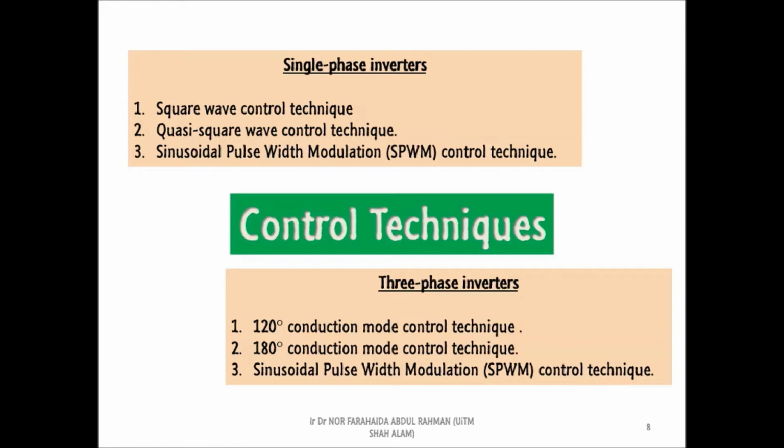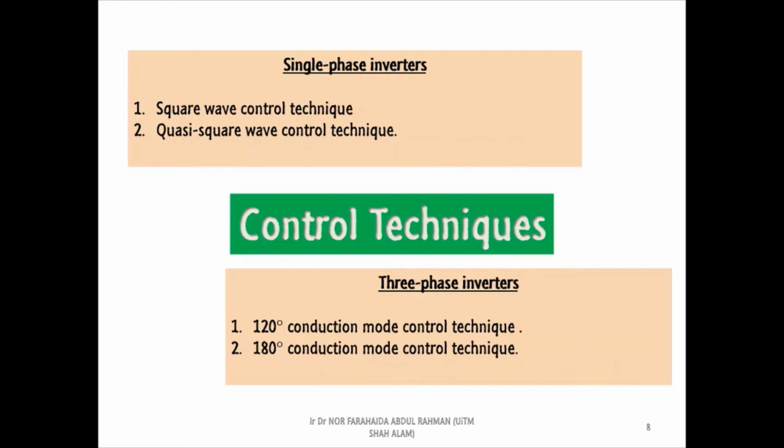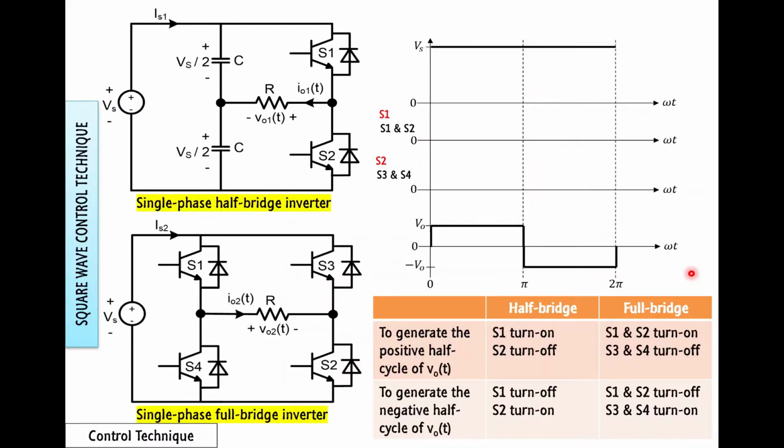Next, I will explain how you can apply the first and second control techniques on the operation of single-phase and three-phase inverters. Let's start with the square wave control technique. The aim of the control technique is to regulate the inverter operation for generating a square wave AC output voltage waveform.